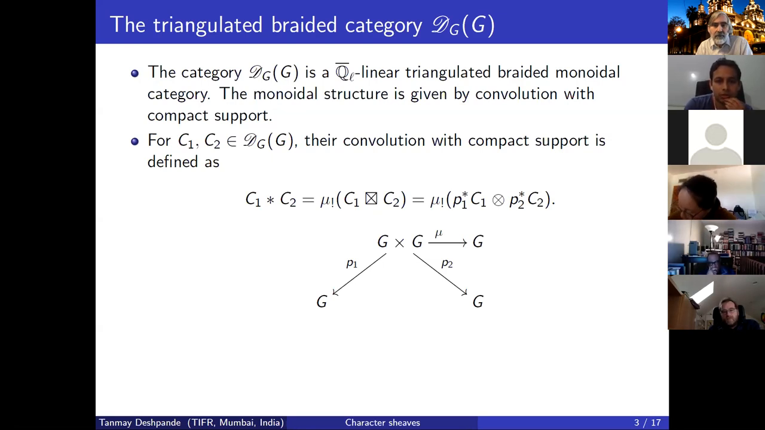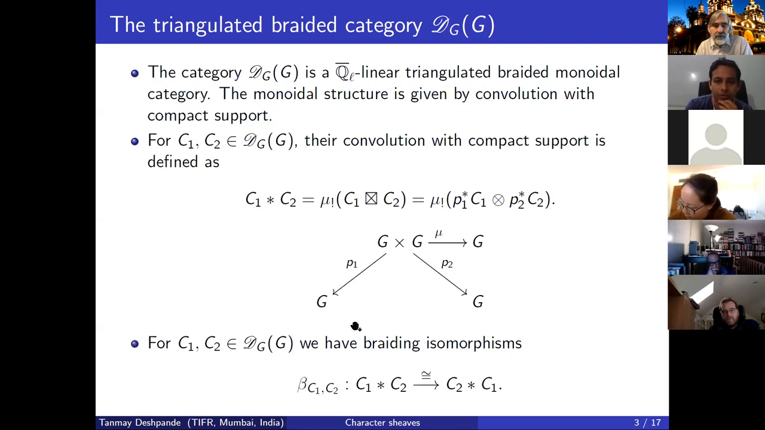And moreover, we have a braiding isomorphism. Given two objects, we have isomorphisms beta_{C1,C2} from C1 convolved with C2 to C2 convolved with C1. This is because we are looking at conjugation equivariant complexes. And this gives us these braiding isomorphisms, which satisfy certain hexagon identities. And this gives it the structure of a braided monoidal category.